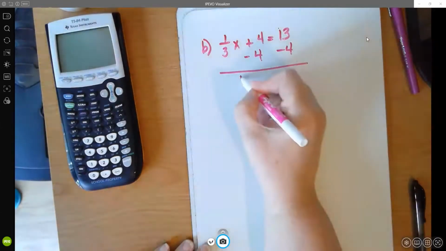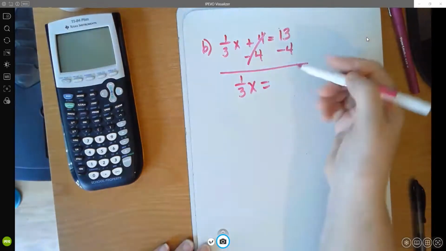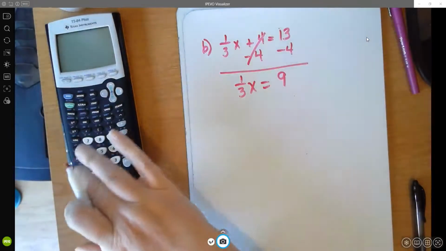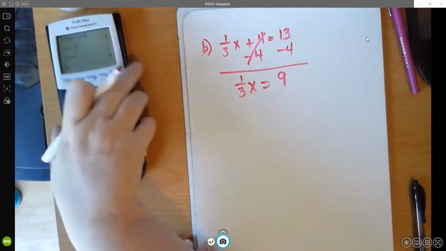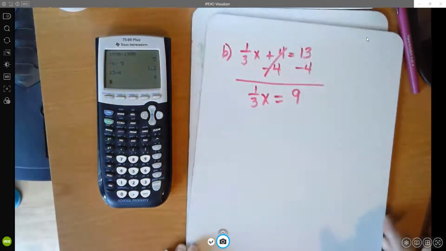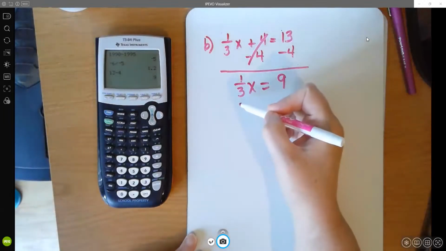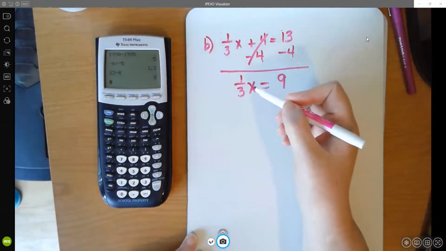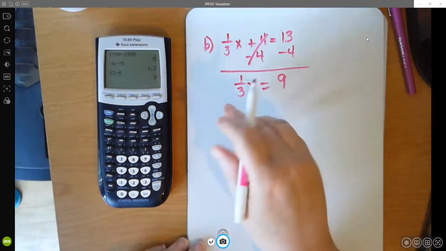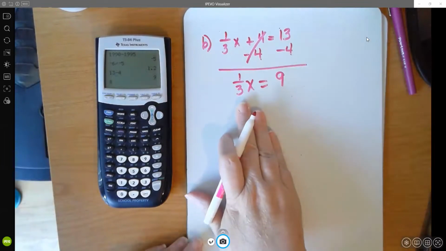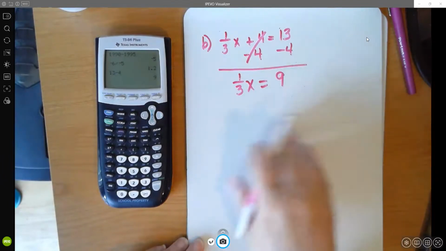And that gives me 1/3 x. The 4's cancel. 13 minus 4 equals 9. Make sure 13 minus 4 equals 9. It's been a long day. And that gives me 9. And then I want to get rid of the fraction. In this case, it will actually solve it for us because it's 1/3. But if it didn't, I would do this in 2 steps because of the fraction. Because I have a 3 in the denominator, I want to multiply both sides by the 3 so that I no longer have fractions.